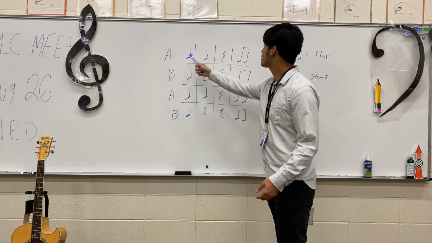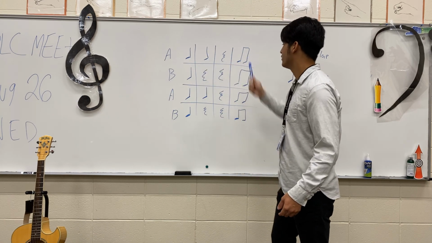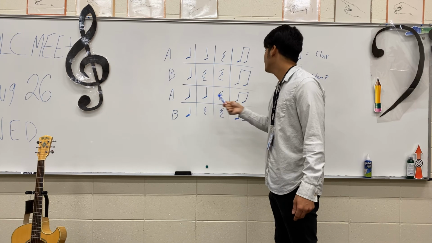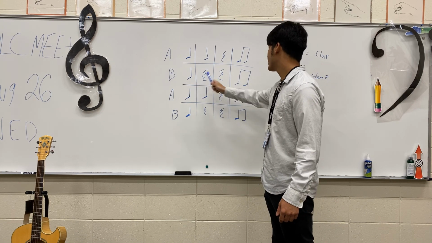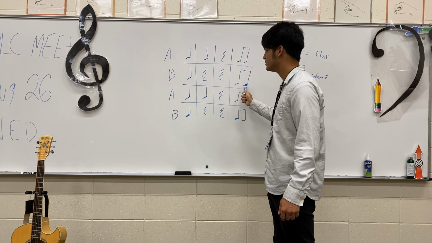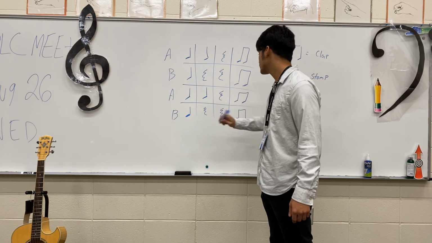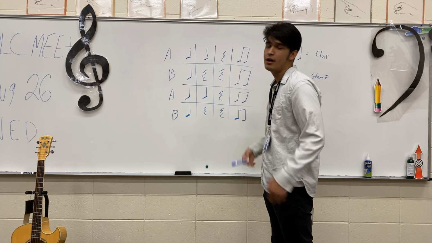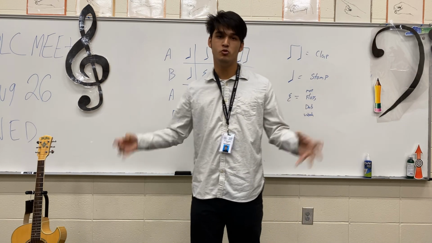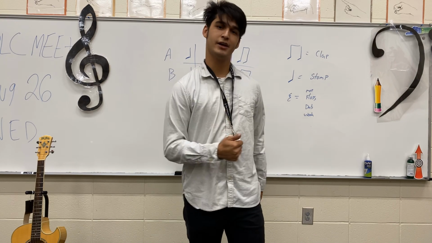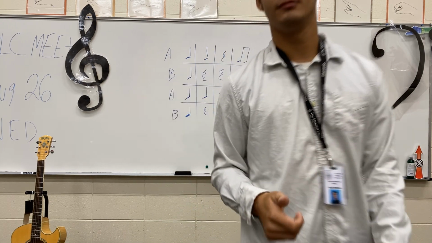So the A is quarter note, rest, eighth note. This A is quarter note, rest, eighth notes. Alright, this B is quarter note, rest, rest, eighth notes. This B is quarter note, rest, rest, eighth notes. Alright? And that's all there is to form. Okay? It is the way music is constructed, and that is it. Alright, thank you.